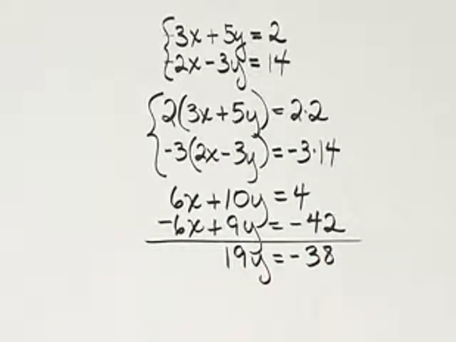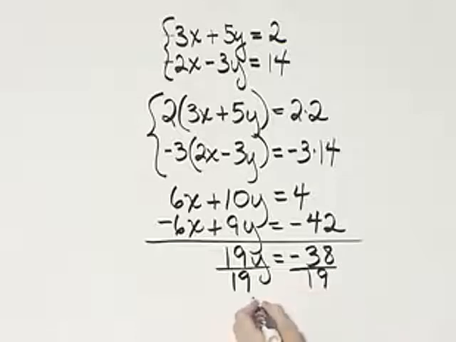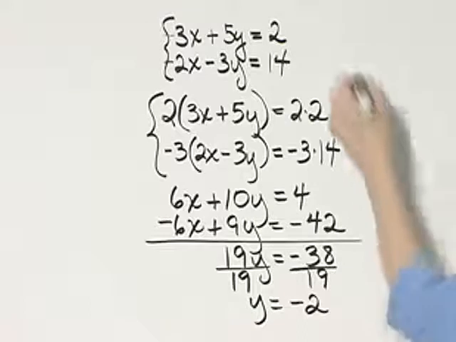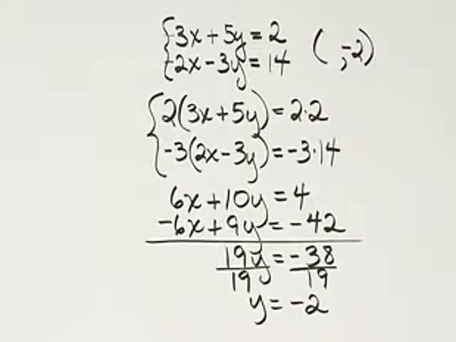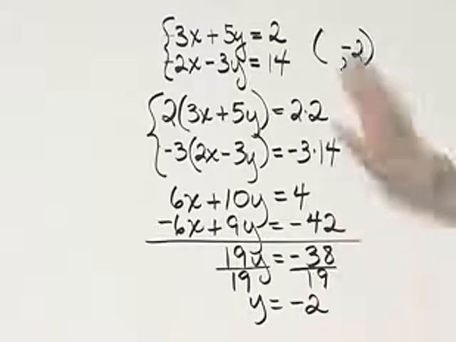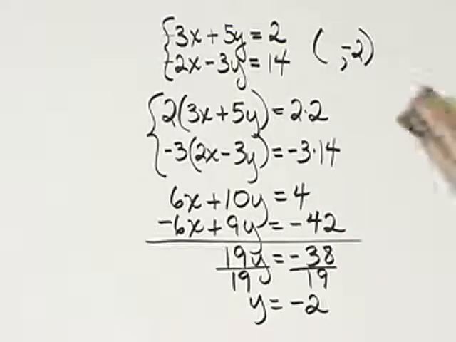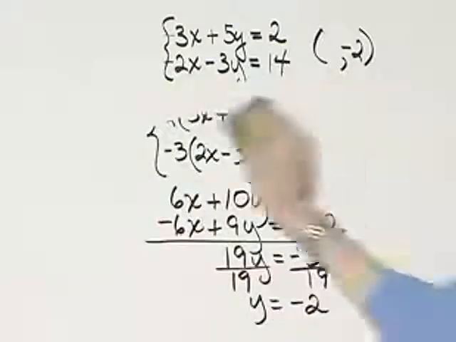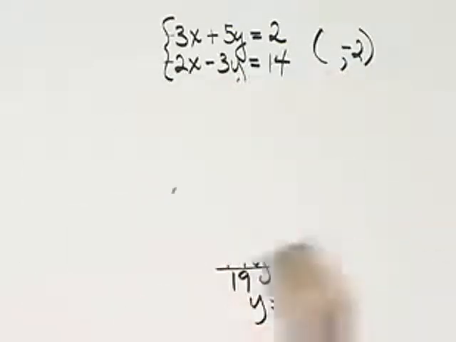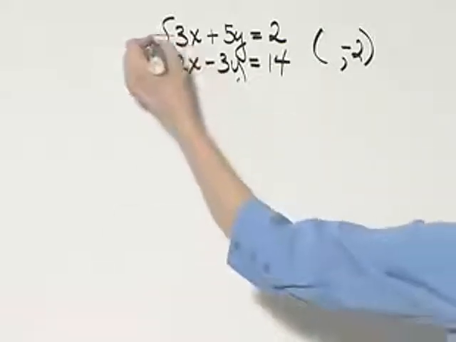And now we can solve for simply y. We'll divide both sides by the coefficient of y, which is 19, and we'll have that y is negative 2. That is the y value of the ordered pair solution of the system. Now, how do we get the corresponding x value? Choose any original equation. You can actually choose any of these equations that you've multiplied through by because they are all equivalent. And let's find the corresponding x value.